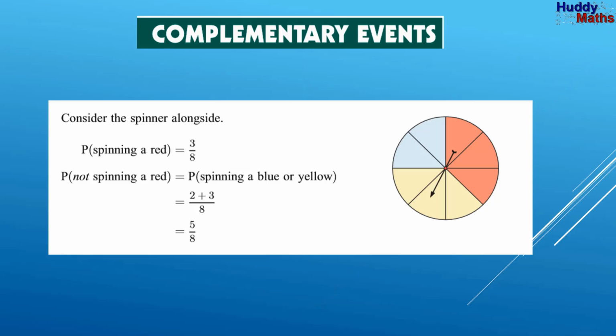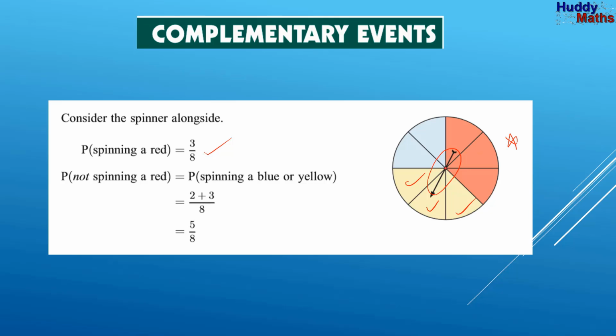So come on down now. This is something that we've seen a little bit in earlier videos. Consider the spinner. The thing in the center, the arrow spins round. What's the probability of spinning a red? We've done this before. There are three sectors equal in size, so all have equal opportunity of being spun to. So it's 3 out of 8.